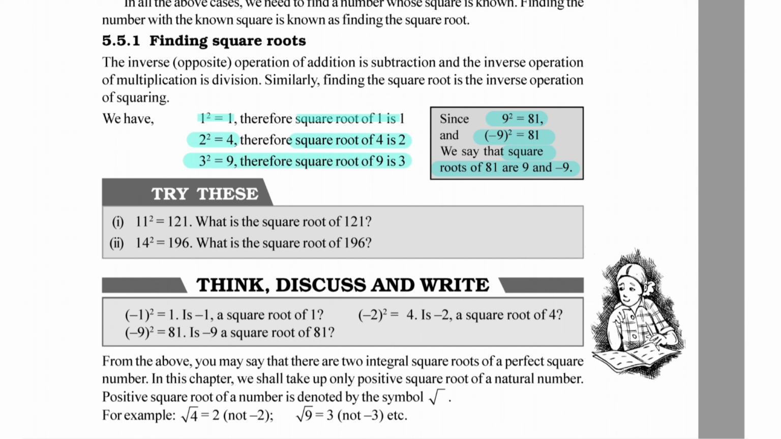So a square root can be a positive number or a negative number. But a square is always a positive number. And the positive square root of a number is denoted by the radical symbol. Here in this chapter, they are solely focusing on the positive square root for a given number.